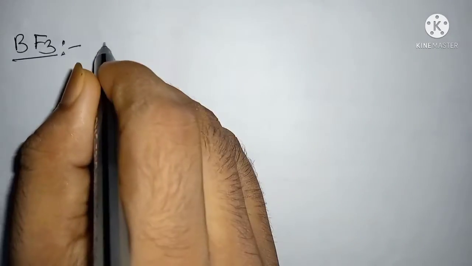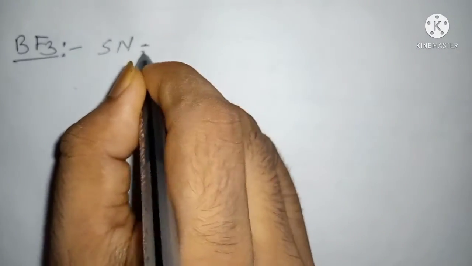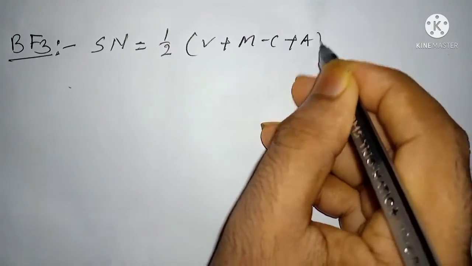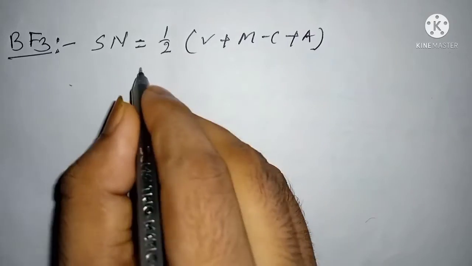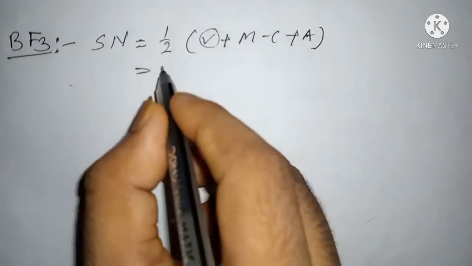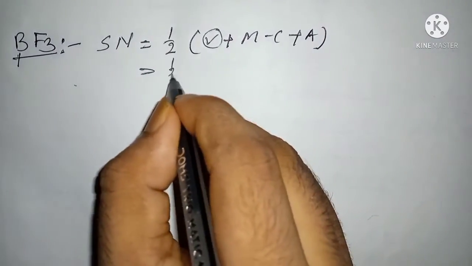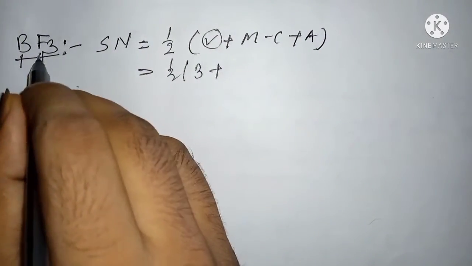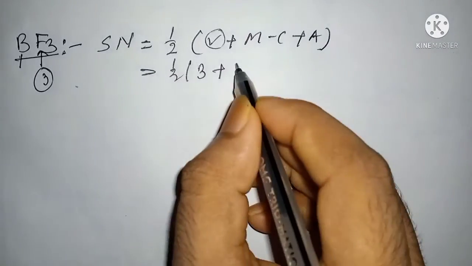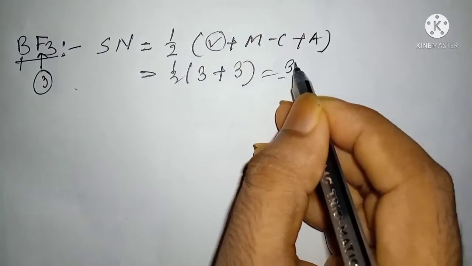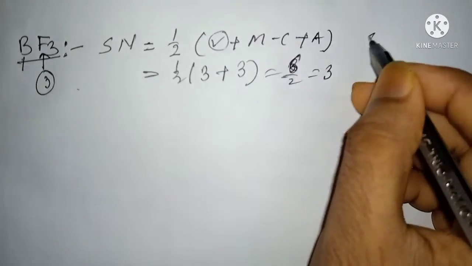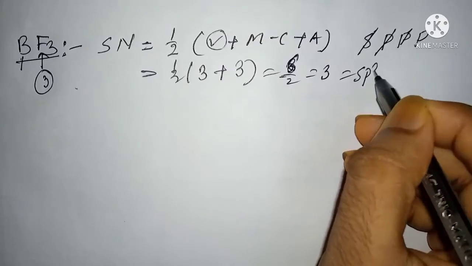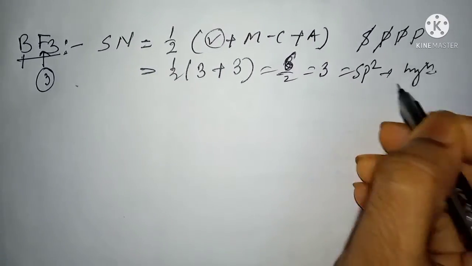Now in BF3, calculate steric number equals half into V plus M minus C plus A. V is the valence shell of the central atom, boron, which is 3, plus M, the number of monovalent atoms. Fluorine is monovalent, so this is 3. So 6 by 2 equals 3, so hybridization is sp2 hybridization.